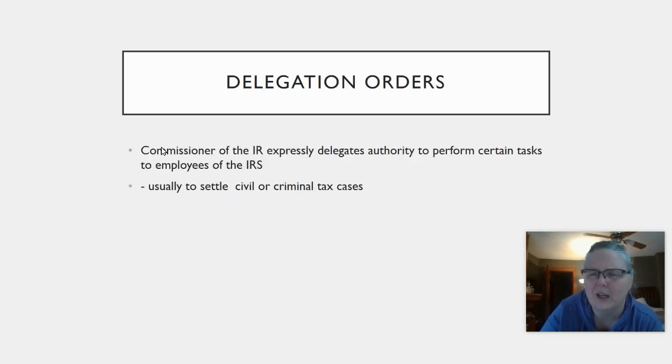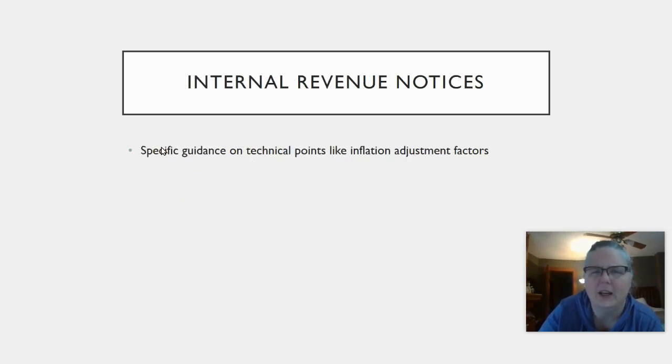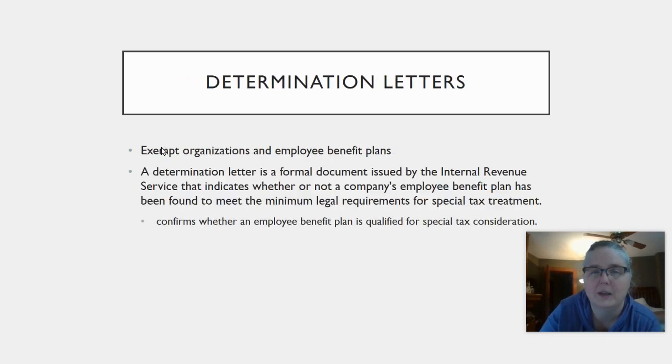Okay, delegation orders. These are just orders done by the Commissioner of the Internal Revenue, delegating authority for certain tasks. It's usually in the context of criminal or civil tax cases. And internal revenue notices. These are usually technical notices that deal with things like inflation adjustment. We talked about inflation and how your brackets are adjusted every year for inflation. So this is where the adjustment factors would be published in order for them to be used for bracket adjustments.